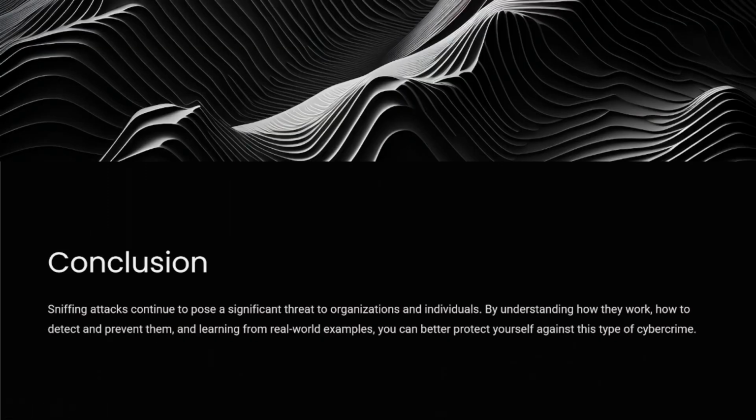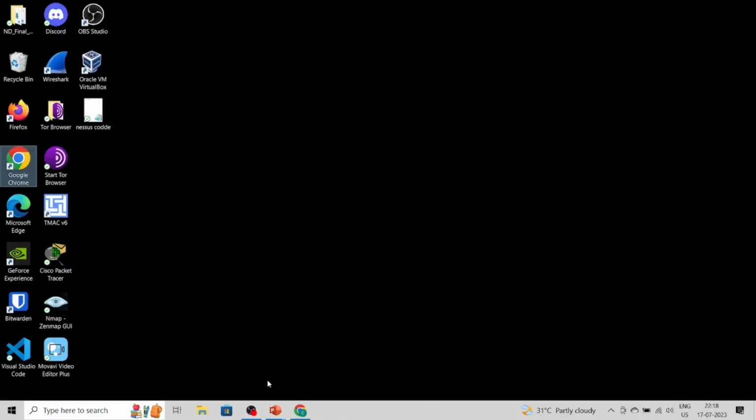So this is the scene, and sniffing attacks continue to pose a significant threat to organizations. For that, the best thing we can do is encrypt the traffic and implement network monitoring. Now, let's see how to do a basic sniffing attack, which is eavesdropping.